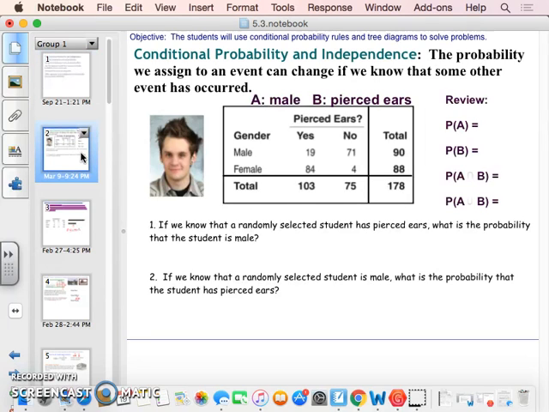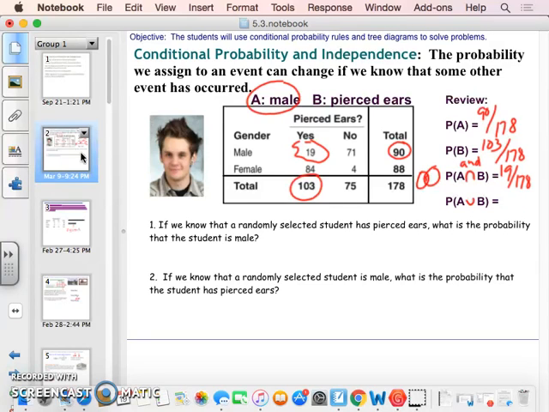We're talking about getting ears pierced, so we're comparing event A, the males, and event B, pierced ears. The probability of being male is here, so it's 90 out of the total, which is 178. The probability of pierced ears is here, 103 out of 178. And here we're looking at the probability of the intersection, or we call this AND. It's like if you had a Venn diagram, it's the part that's both that we're interested in, and that would be here, 19 out of 178.